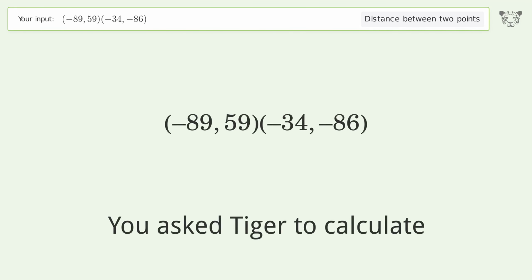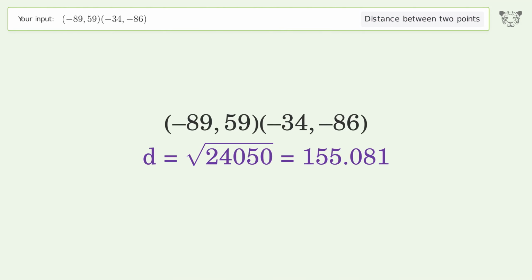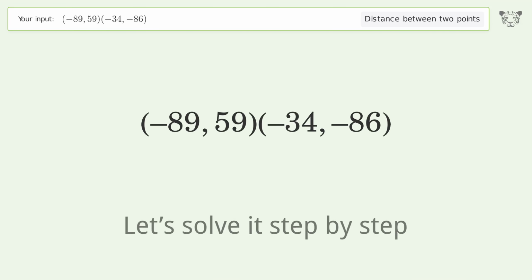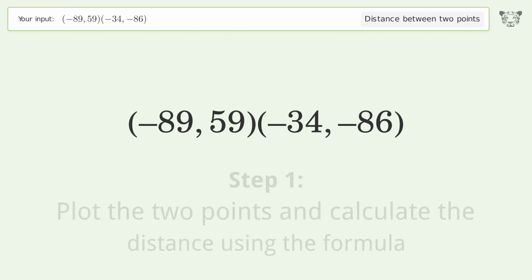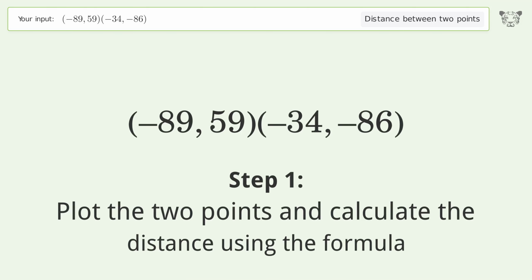You ask Tiger to calculate. This deals with the distance between 2 points. The distance between the 2 points is the square root of 24,050 or 155.081. Let's solve it step by step. Plot the 2 points and calculate the distance using the formula.